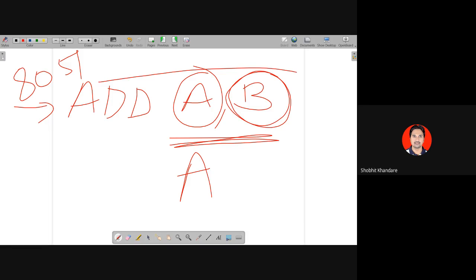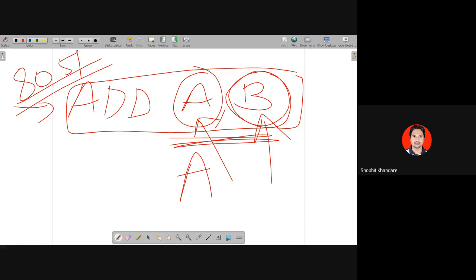Now this particular instruction in 8051 is a two operand instruction. What do we mean by two operand? One operand is B and the second operand is A. Only two operands. But as far as the ARM instruction is concerned, we can have three operands. That is the beauty of the ARM instruction set.